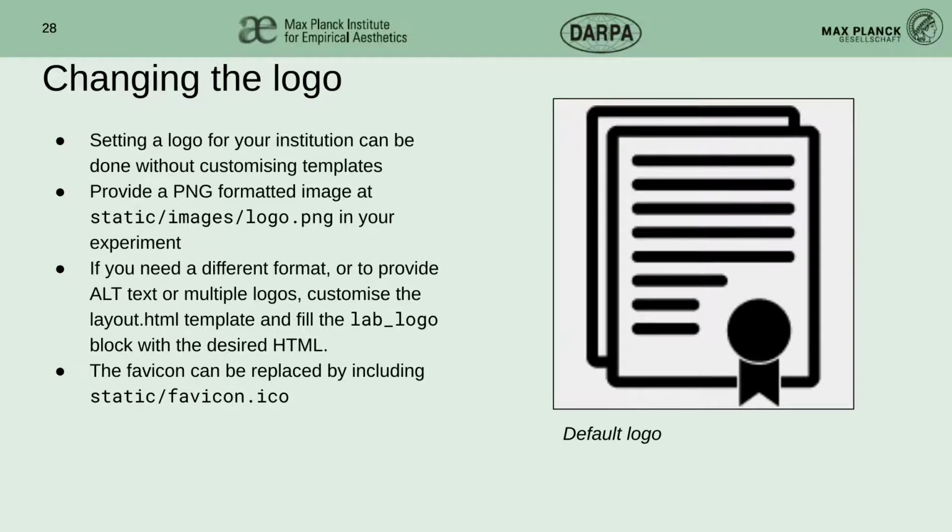If you want to do something a bit more complex, like include some alt text, which is probably a good idea if you've got any text in your logo, or if you want to have multiple logos, you can fill a slot called lab logo. The way you would do that is the same way that we extended add HTML to change the ad page only. You extend layout.html, which is the one that all of the pages extend from eventually. So when you customize add HTML, it extends from base add HTML.